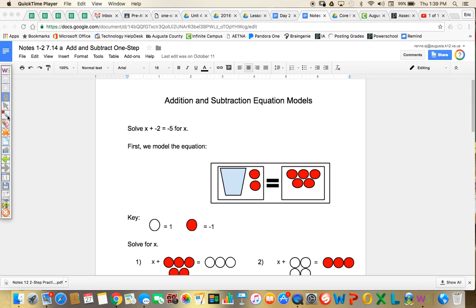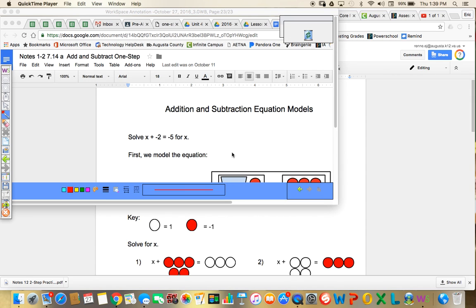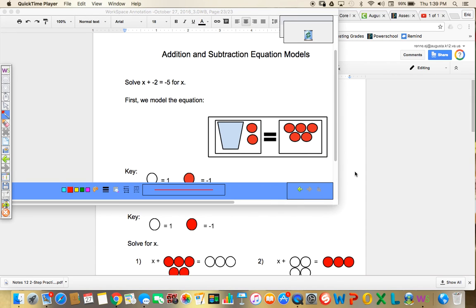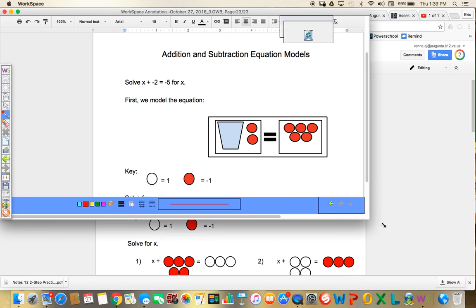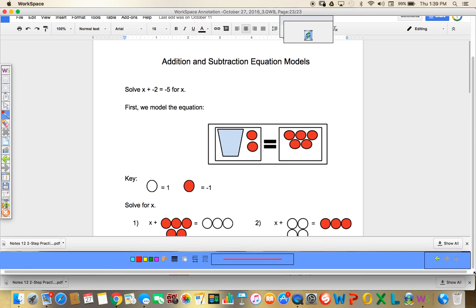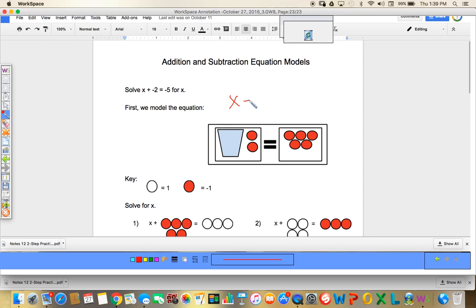So our first example here says x plus -2 equals -5. So I want you to think about and look at the picture. What would be in the cup? If both sides have to equal each other, there's 5 negatives over here, 2 negatives plus some that we can't see. What would x equal? If you said x would equal -3, you are correct.